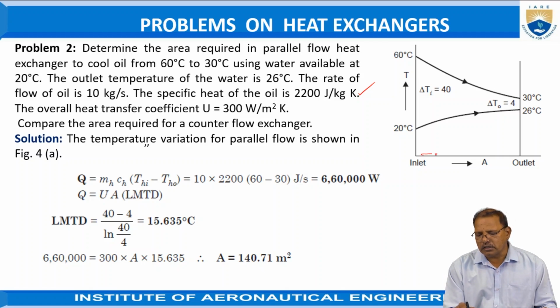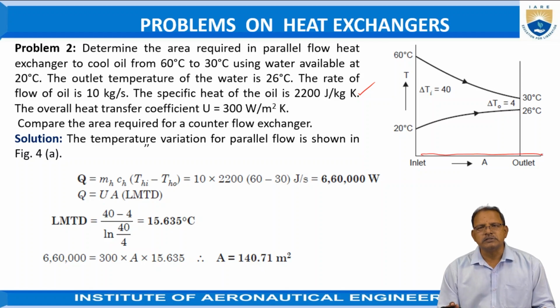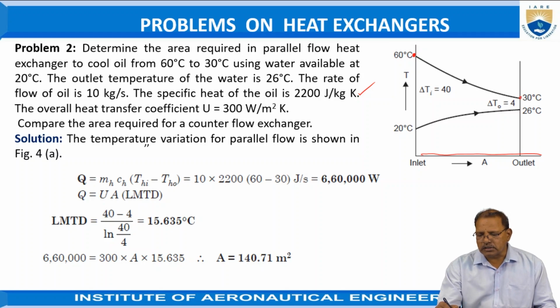Just drawing a diagram now, where the x-axis represents the length of the exchanger and the y-axis represents the temperature of the fluids at the inlet as well as the outlet. For the hot fluid, the inlet temperature is given as 60 degrees centigrade, cooling to 30 degrees centigrade as it moves from left to right. At the same time, the cold fluid has a temperature of 20 degrees centigrade at the inlet and 26 degrees centigrade at the outlet.